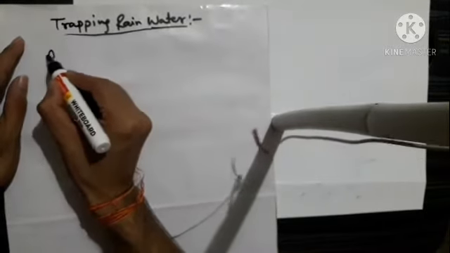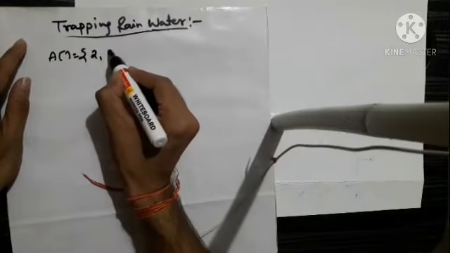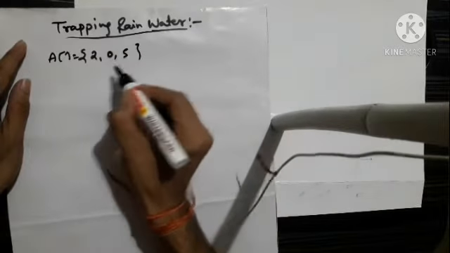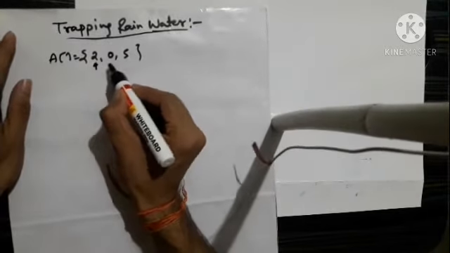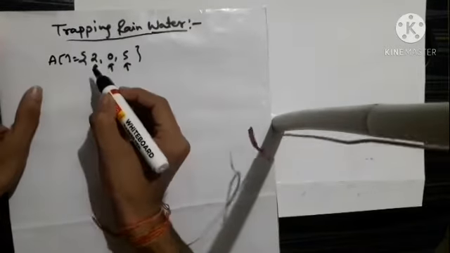Suppose we are given an array, okay, and let's suppose the array consists of 2 0 5 elements. Suppose at 0th index it is 2, at 1st index it is 0, and at 2nd index it is 5. So what does it mean?